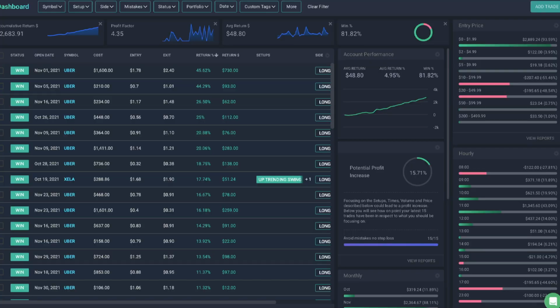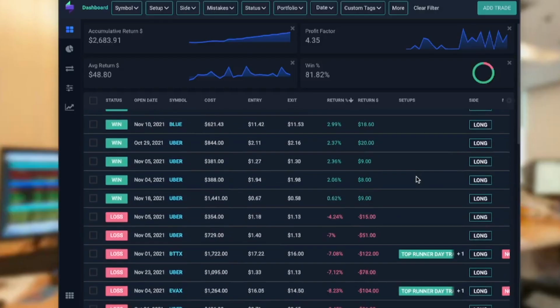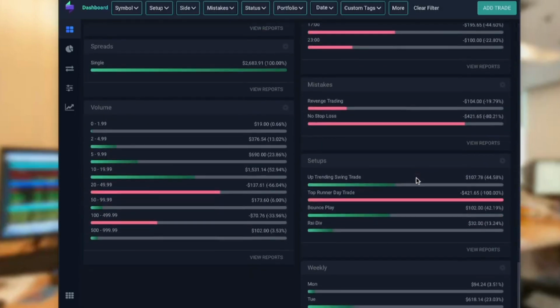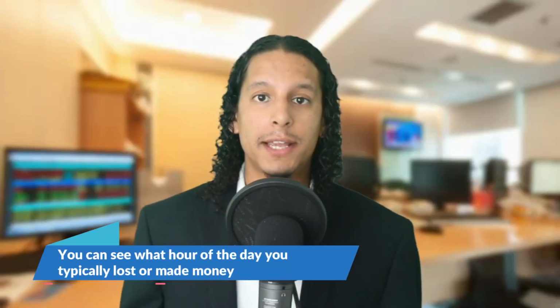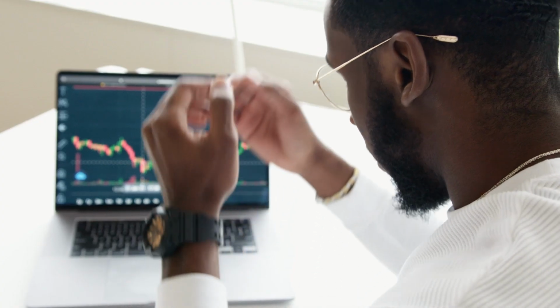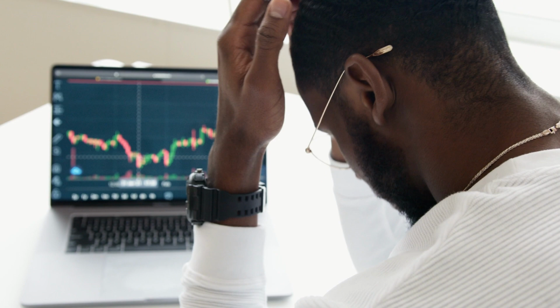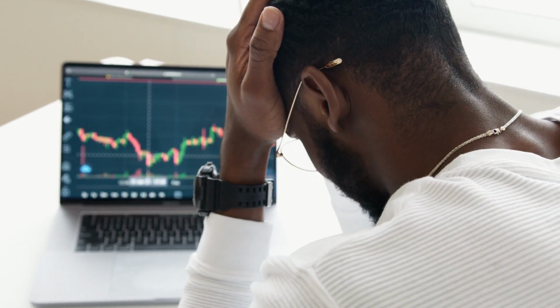So depending on your browser, you'll either see a bunch of tab features to the right of your dashboard, or you'll have to scroll down to see your account performance. This shows you your statistics. You can see what hour of the day you typically lost or made money. For me, it looks like I lost the most money at 8 a.m. and 5 p.m., which is interesting because those hours are during pre-market and after hours. So because I am aware of this now, maybe it would be smart for me to adjust my plan and trade less during pre-market and after hours, as I tend to struggle during those times.